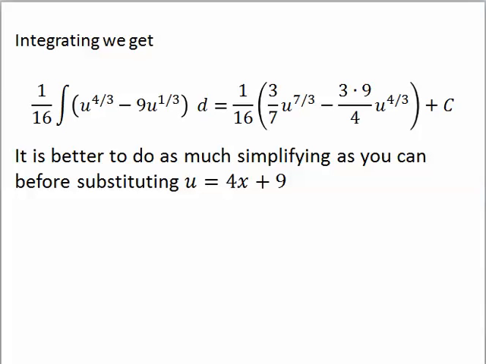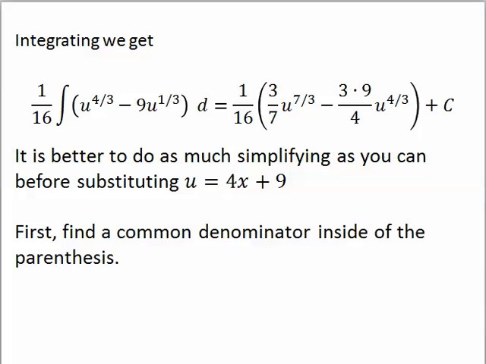At this point, you might be tempted to substitute back in what u is. For your work, you want to resist that temptation until you've done a little bit of simplifying. First, find a common denominator inside the parentheses. I have a 7 and I have a 4. So a common denominator of 28 works pretty well.